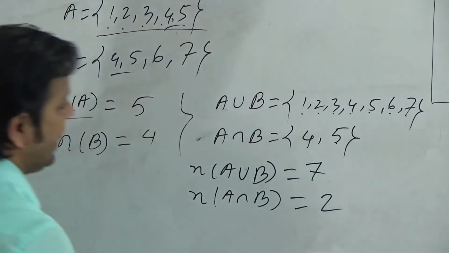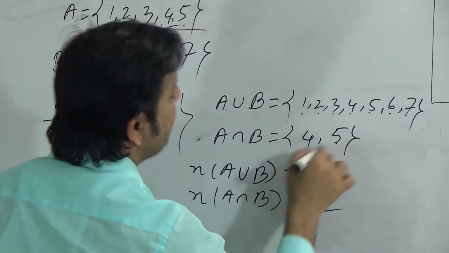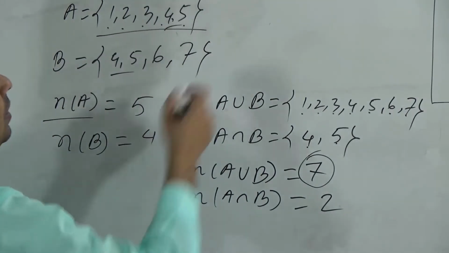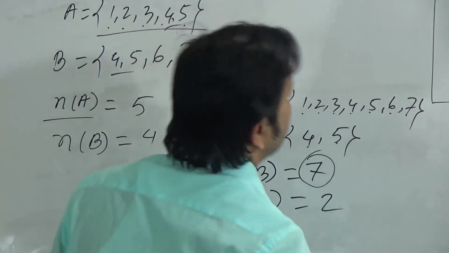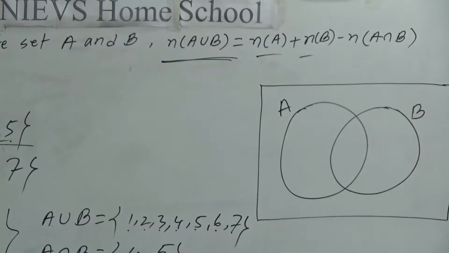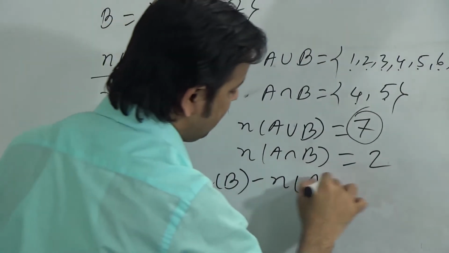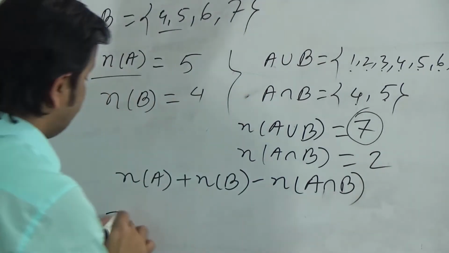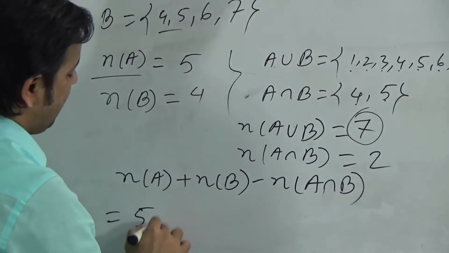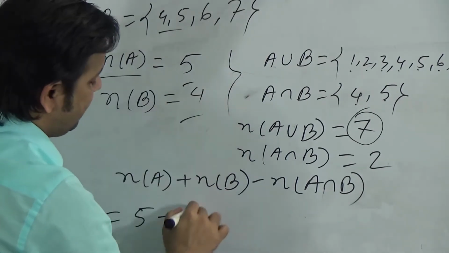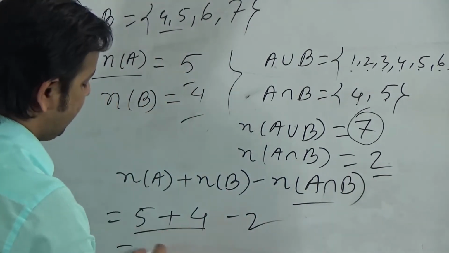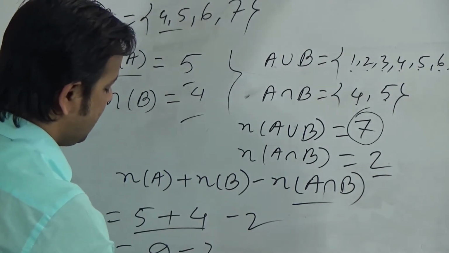So we need to prove, what we need to prove? Number of elements of A union B, that is 7. Now in the right side, if you see here, number of elements of A plus number of elements of B minus number of elements of A intersection B. So we can write here number of elements of A means 5 plus number of elements of B means 4 and minus number of elements of A intersection B means 2. So calculate here, 5 and 4 is 9 minus 2 means 7.